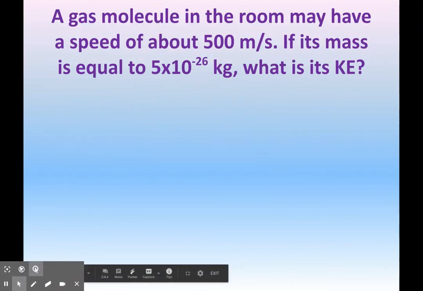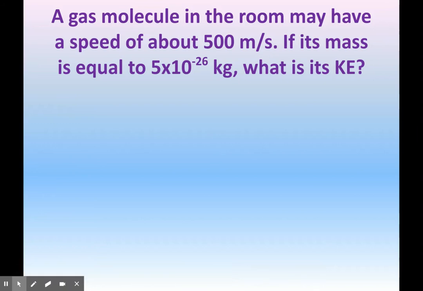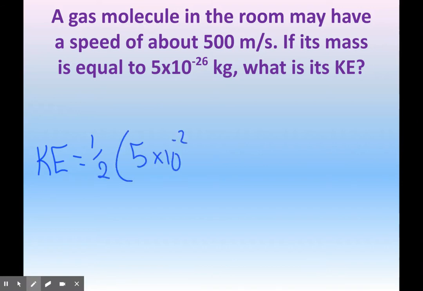For our next problem, we have a gas molecule in a room, and it has a speed of 500 meters per second. If its mass is equal to 5 times 10 to the negative 26 kilograms, what's its KE? So again, KE is equal to 1/2 m. So here we have 5 times 10 to the negative 26, and then v squared, so 500 squared.